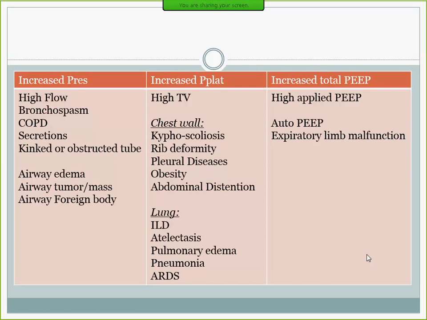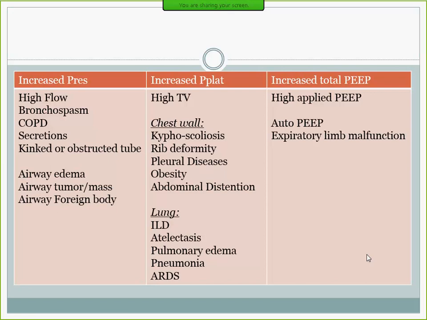So what conditions will give you increased peak pressure? High flow, bronchospasm, COPD. These are all resistive pressure, and these are all the conditions that are going to increase your peak pressure. Whereas increased plateau pressure is mainly chest wall and lung diseases, and increased total PEEP.